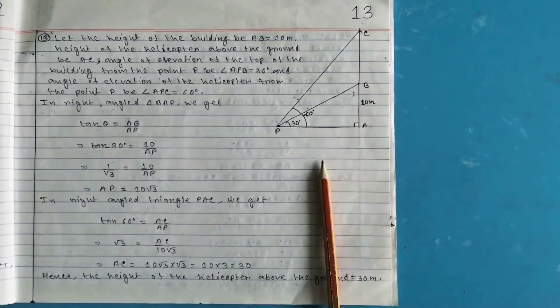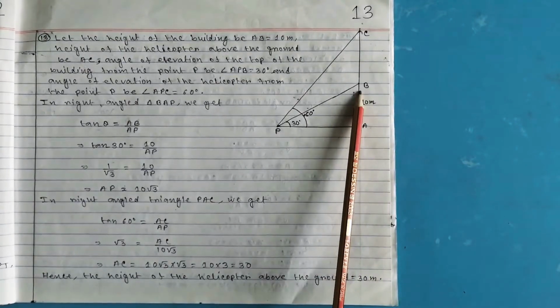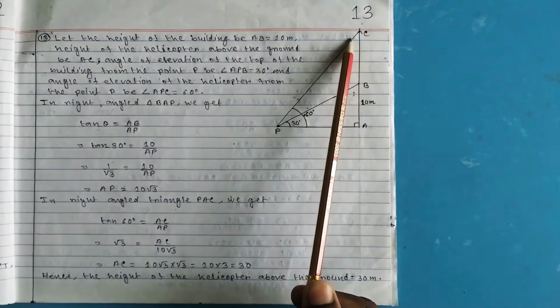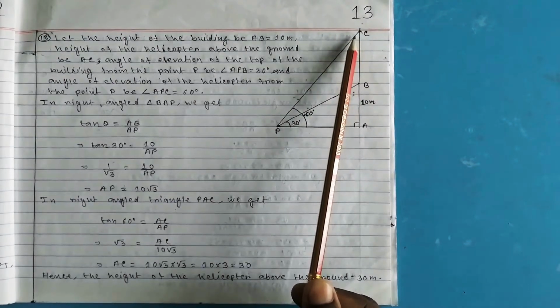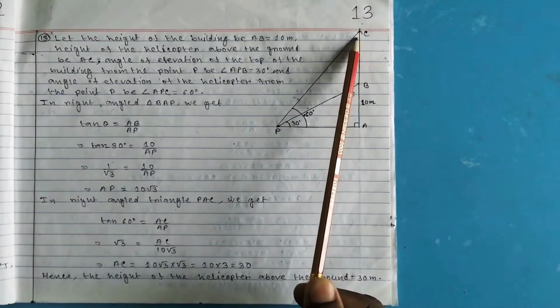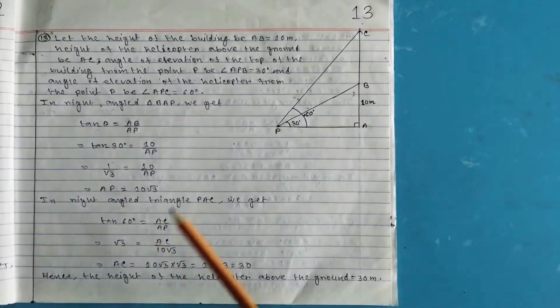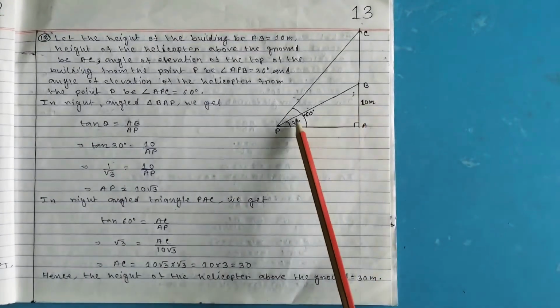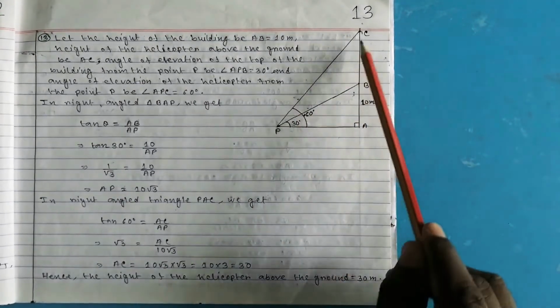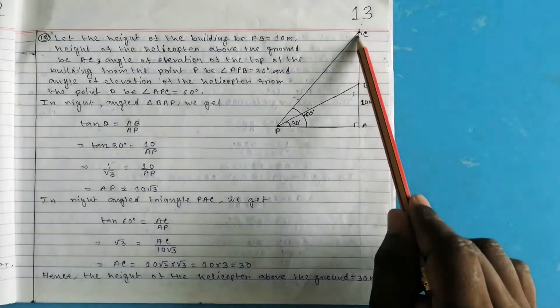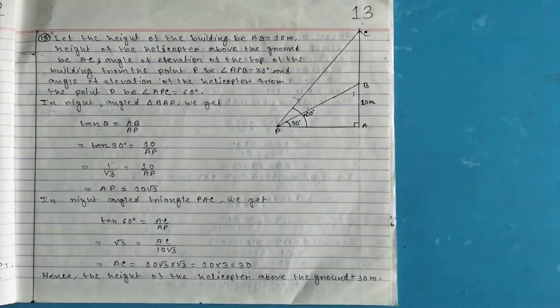In the figure, AB is the 10-meter tall building and C is the position of the helicopter. It is told that the angle of elevation of the top of the building is 30 degree, and the angle of elevation of the helicopter is 60 degree. What you have to find is the height of the helicopter above the ground, means this is the ground and this is the helicopter, so this height is AC. That AC you have to find.